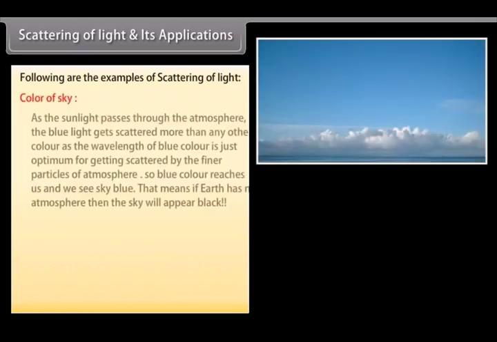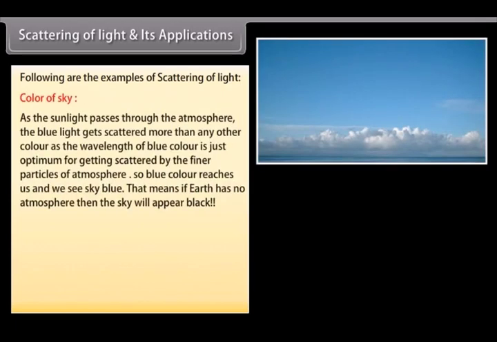Following are the examples of scattering of light. As the sunlight passes through the atmosphere, the blue light gets scattered more than any other color, as the wavelength of blue color is just optimum for getting scattered by the finer particles of the atmosphere. So blue color reaches us and we see the sky blue. That means if Earth had no atmosphere, the sky would appear black.